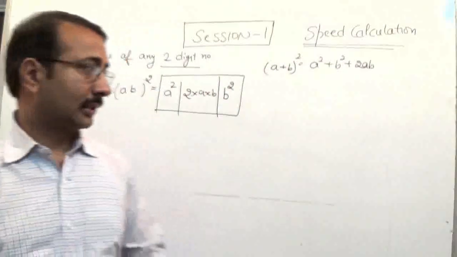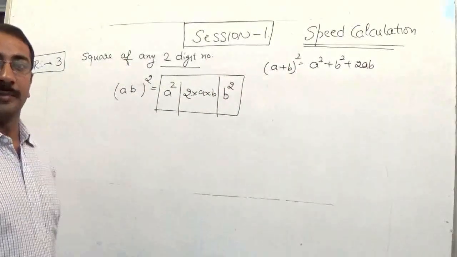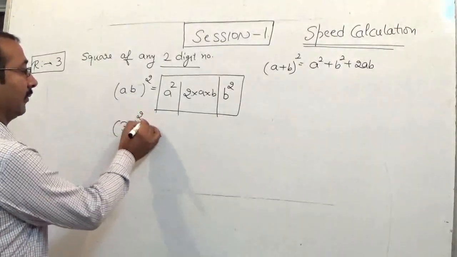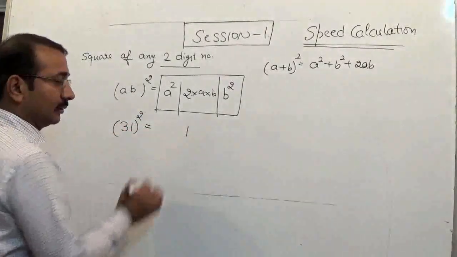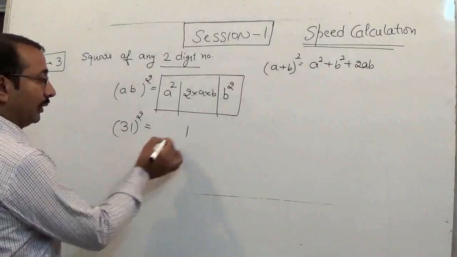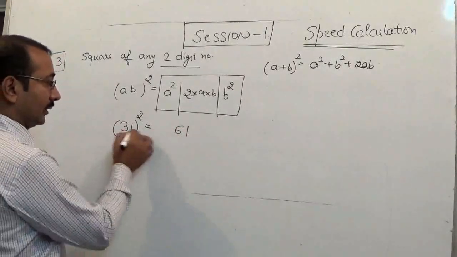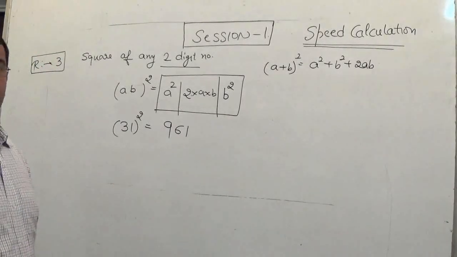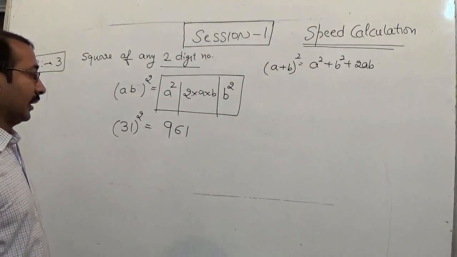For example, we can try to understand this with the help of examples. We can start with finding the square of 31. 1 square is 1, then we have to multiply 2 into 3 into 1. This will give me 6, then square of 3 will be 9. Our answer is 961.